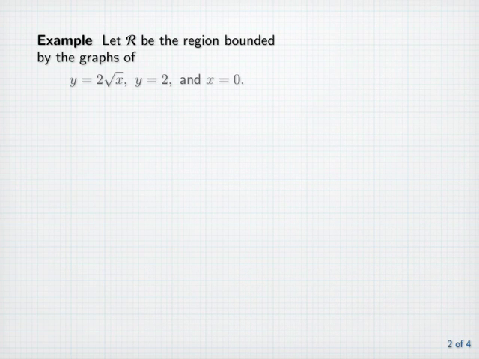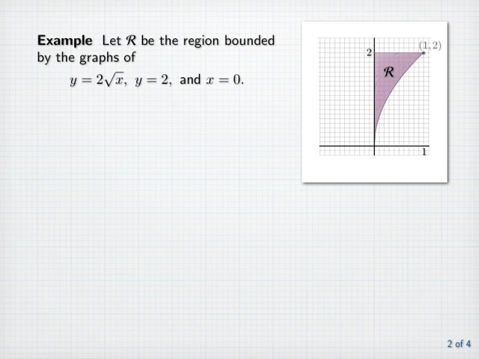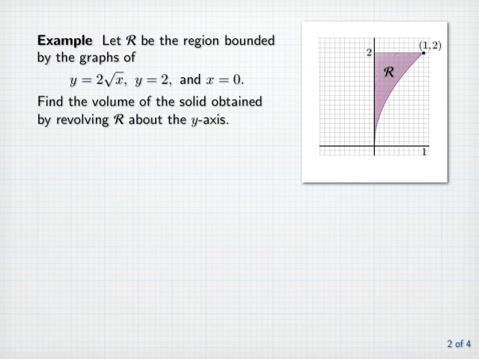Example. Let R be the region bounded by the graphs of y equals 2 times the square root of x, y equals 2, and x equals 0. A picture of the region R is shown there on the right. Notice that y equals 2 and y equals 2 times the square root of x intersect at the point (1, 2). We want to find the volume of the solid obtained by revolving R about the y-axis. So let's revolve the region and see what the solid looks like.